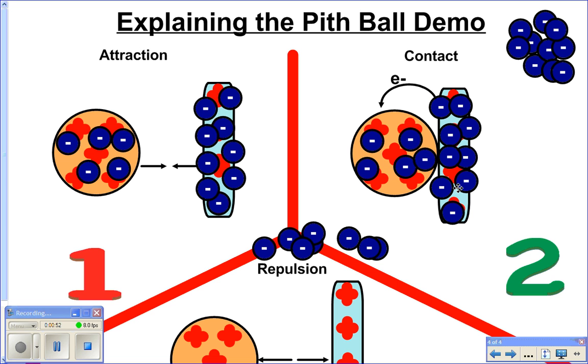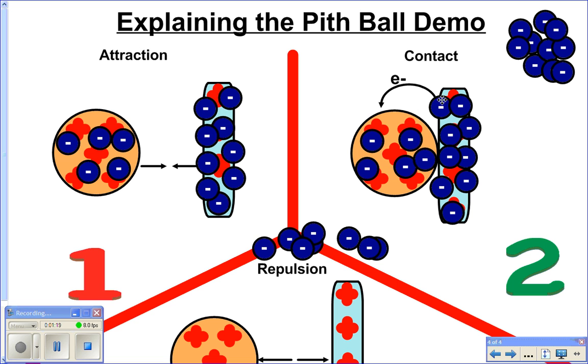Now on contact, if you recall from the video and the demonstration done in class, the pith ball immediately bounces away from the rod, even though we only just lightly touched the pith ball. We didn't hit it like a baseball or anything like that. Something else happened to explain why the pith ball suddenly repelled from the negatively charged rod.